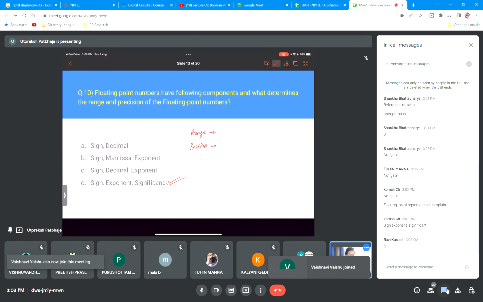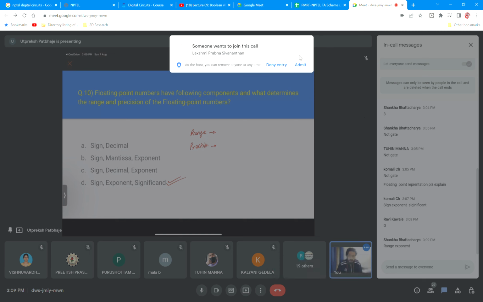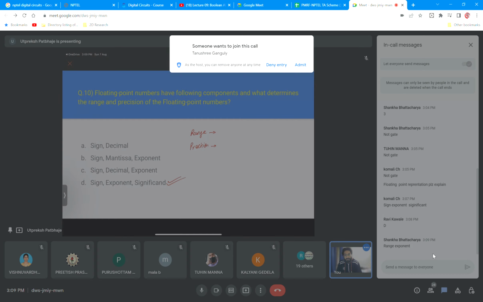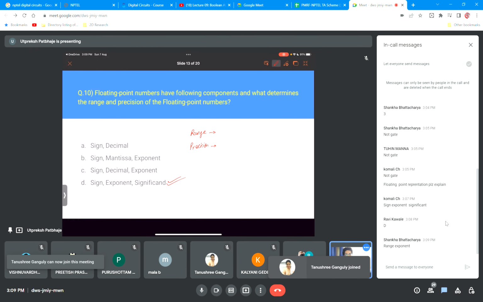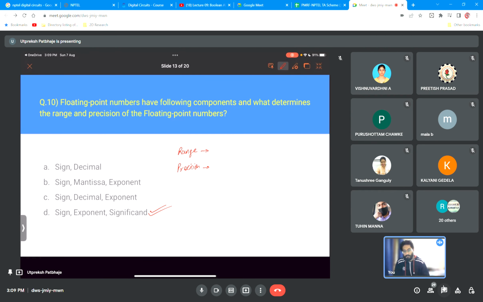Yeah, so you guys have guessed the answer to this problem correctly. So range is defined by exponent, as Shankha is saying. Anyone else? Precision, significant. So yeah, basically Shankha is correct, and if anybody else was guessing the same, so that is right.